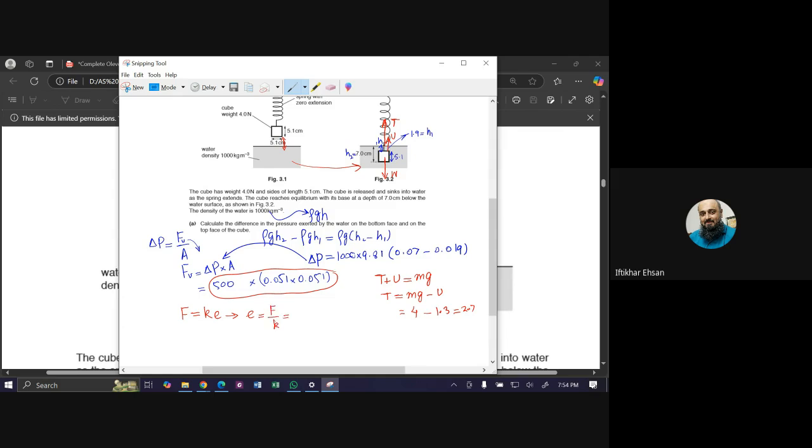So force, what is the force here? The force or tension in the spring, it is 2.7. And what is the value of K? It was 30. Please, can you tell me the answer? 0.09. Please tell me further as well. 0.09 and what?